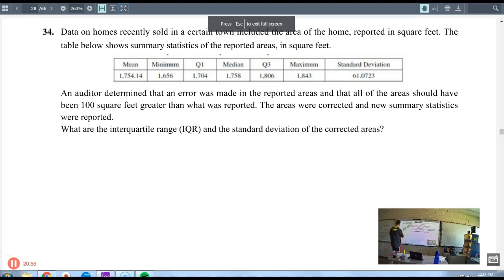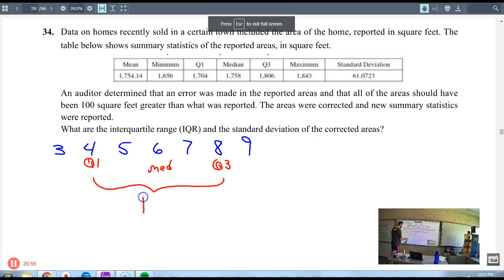So basically what happened is, let's look at this with like a small data set. 3, 4, 5, 6, 7, 8, 9. That's our data set. Well, there's my median. This would be my Q1. This would be my Q3. And my interquartile range would be 4.